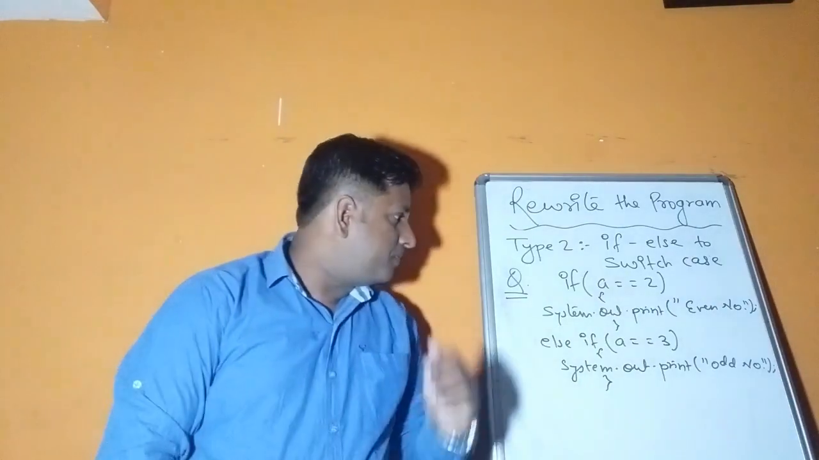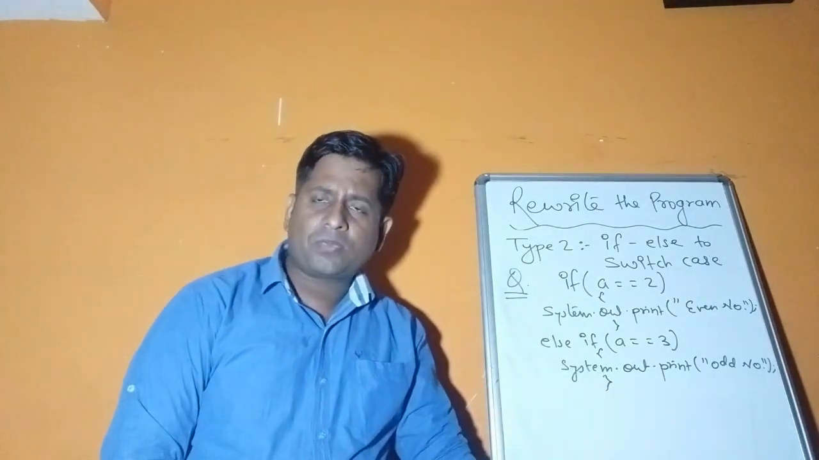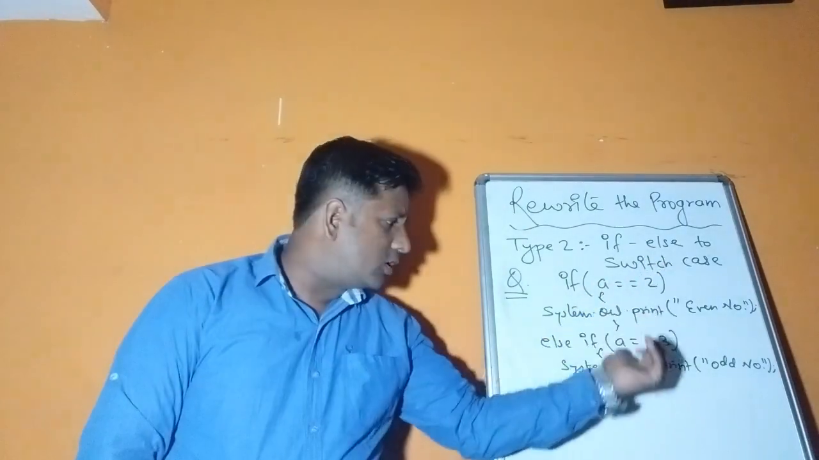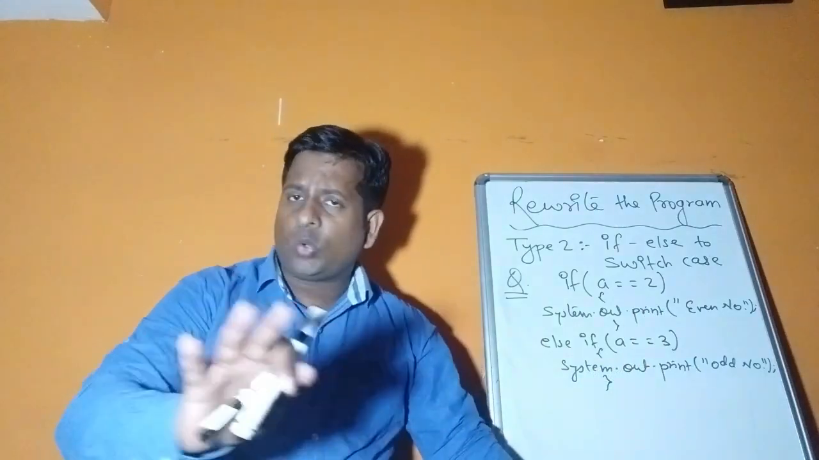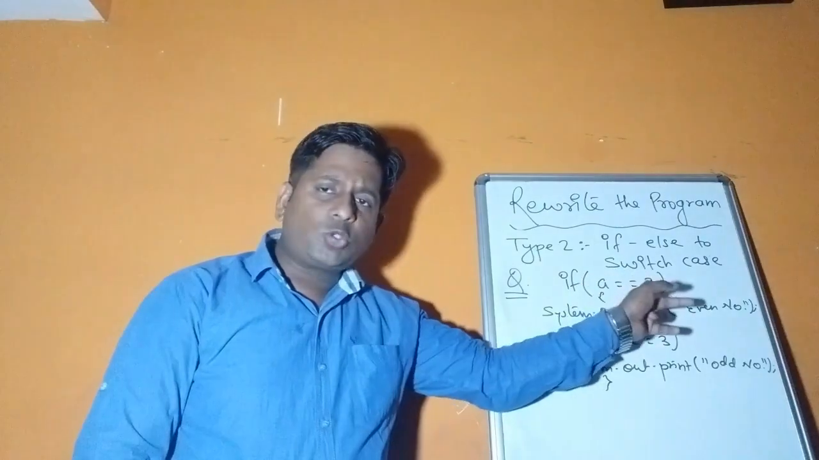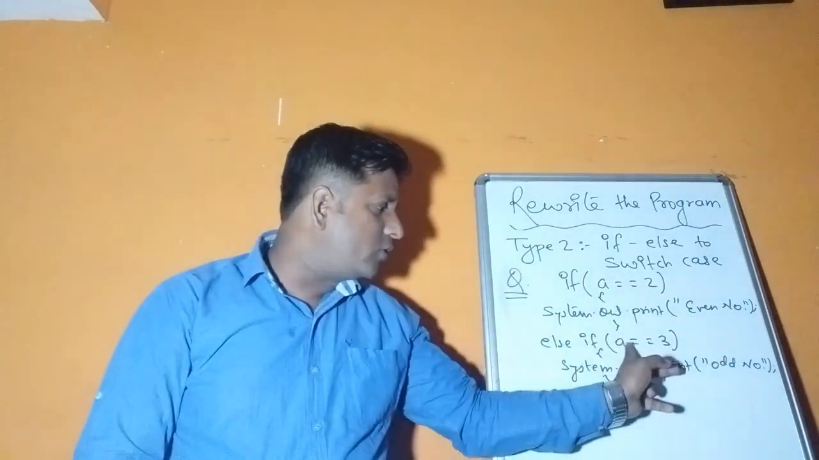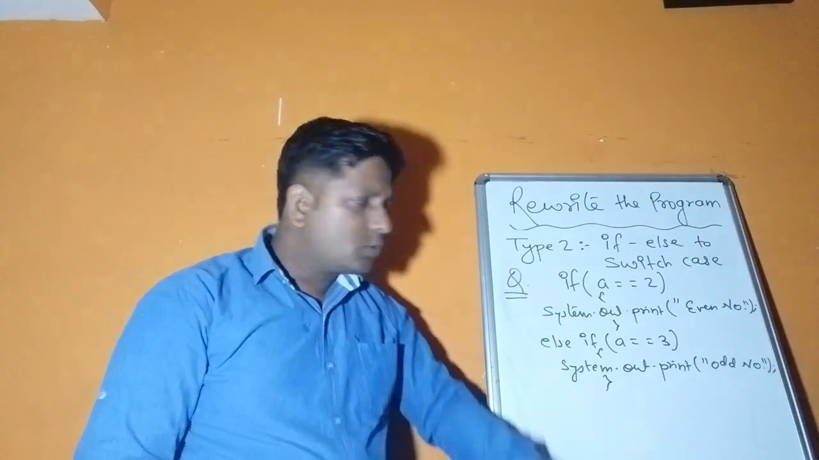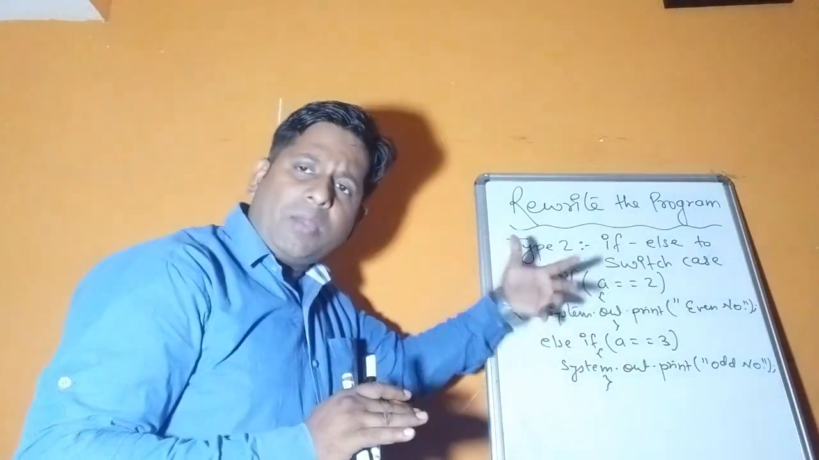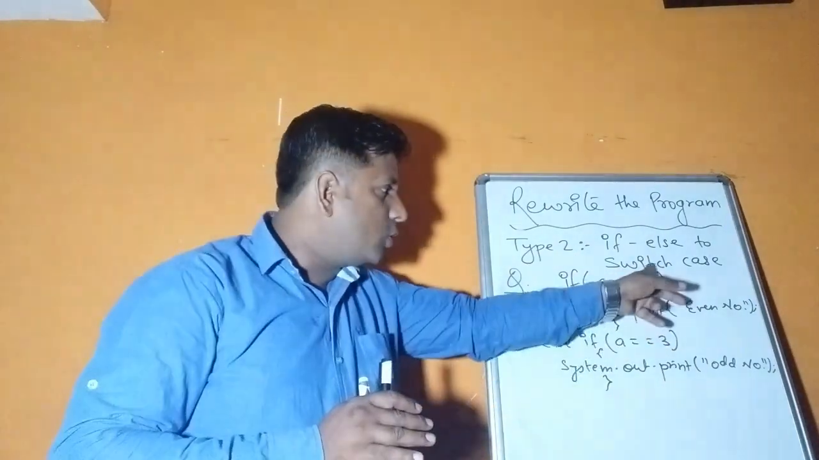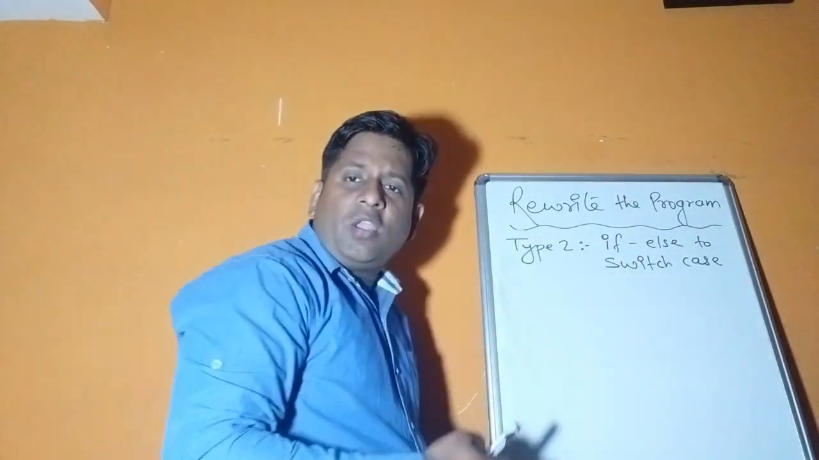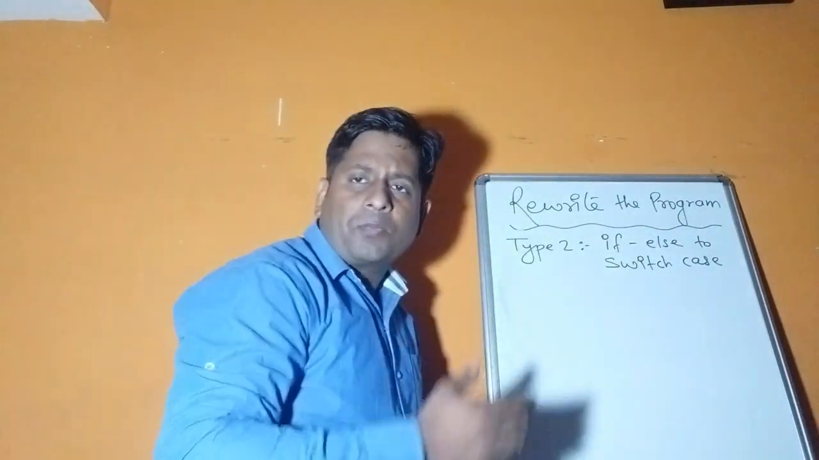So see children, here we have if else if. Either the value of a is 2 or the value of a is 3 in this question. We don't have the else part, that means there is no default part. If the value of a is 2, it prints even number. If the value of a is 3, it prints odd number. So this is on the basis of if else. Now we need to rewrite this using switch case. So see here how we rewrite the program.